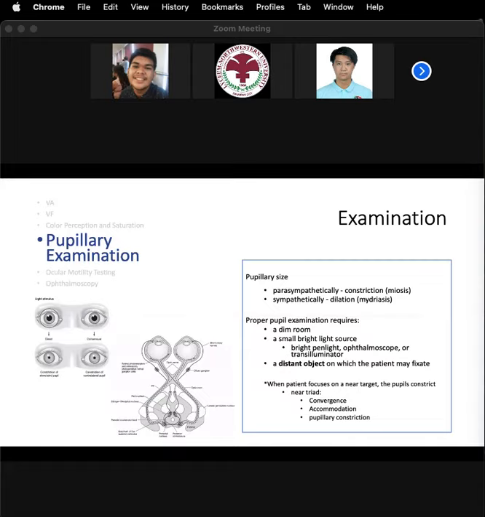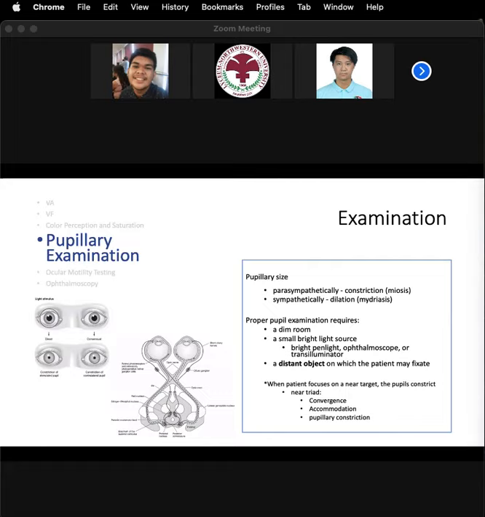Sometimes it's confusing which pathway constricts and which pathway dilates, so you can use some mnemonics. As a student, I used EC and ST: parasympathetic constricts, sympathetic dilates.